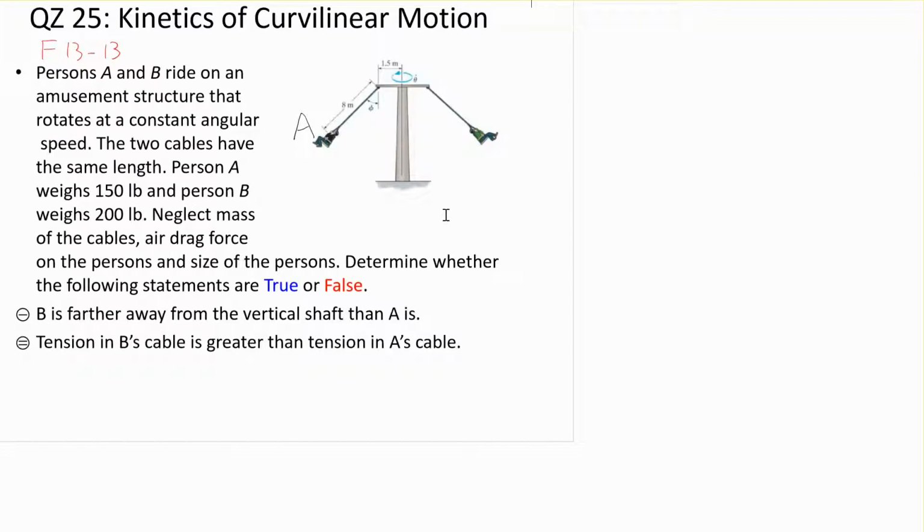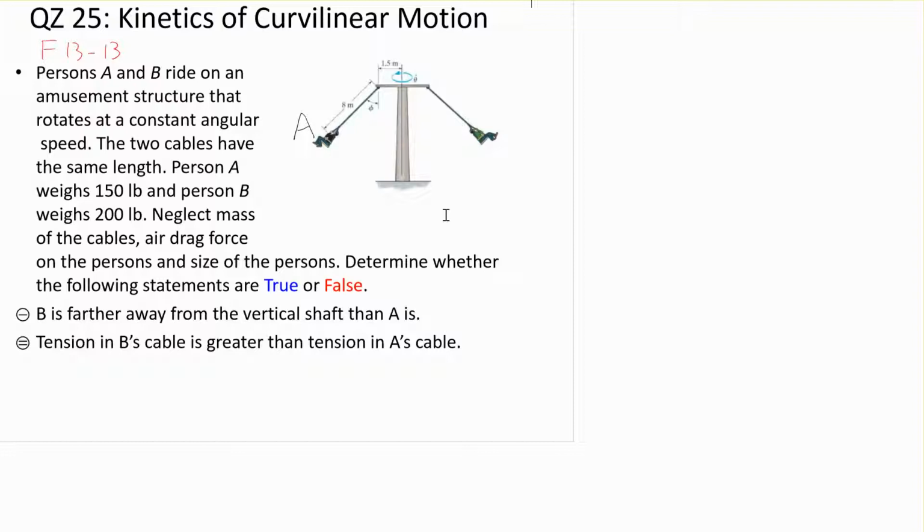Okay, this is a quiz problem that's modified from fundamental problem 13-13 from the Hibbeler textbook. After the modification, the problem actually becomes a little bit more difficult than the original problem. Let's see how we solve this problem. Eventually, we need to answer two questions, true or false.